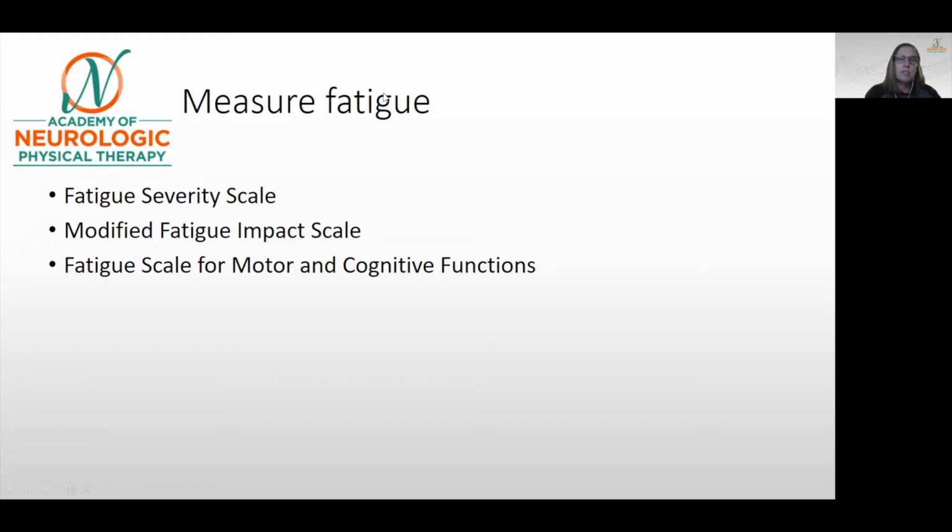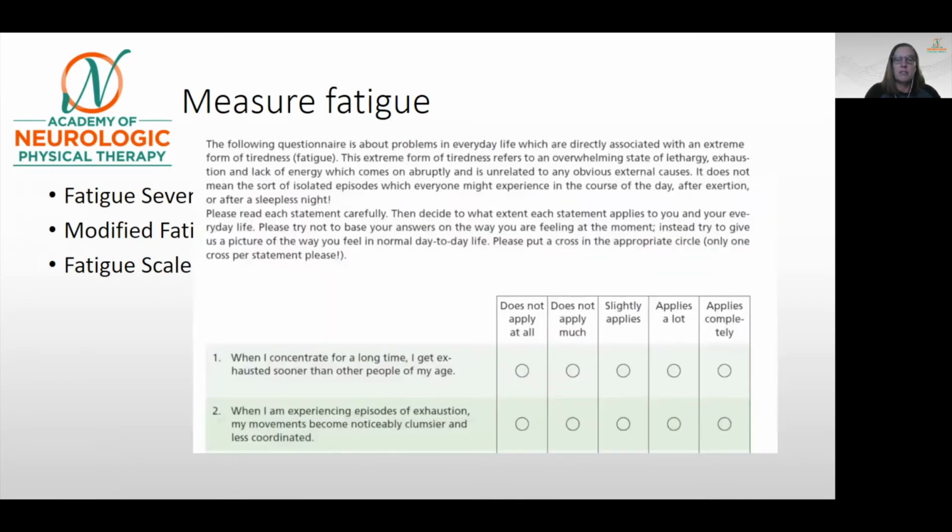We often think of the Fatigue Severity Scale and the Modified Fatigue Impact Scale as related to individuals with multiple sclerosis, but we can take this idea into other aspects of day-to-day life for individuals post-stroke. The Fatigue Scale for Motor and Cognitive Functions does seem to show a little bit different for individuals post-stroke, but I think at this point, any of these measures would help you understand their fatigue.